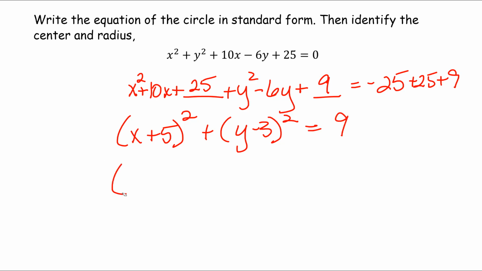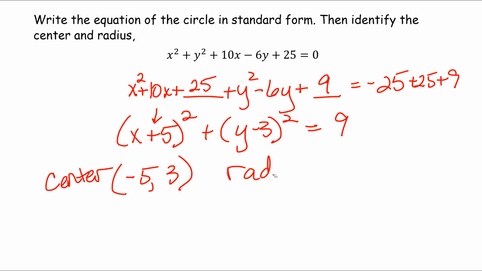And so our center, remember, the x plus 5 is x minus -5. And remember, in the standard form, there's a minus sign here. So we have to think about it in terms of that. So we would write x plus 5 as x minus negative 5. So the x coordinate of our center is negative 5. And then y minus 3 has a minus sign, so 3 is the y coordinate of this center. So this is the center. And then the radius is going to be the square root of 9, which is 3.